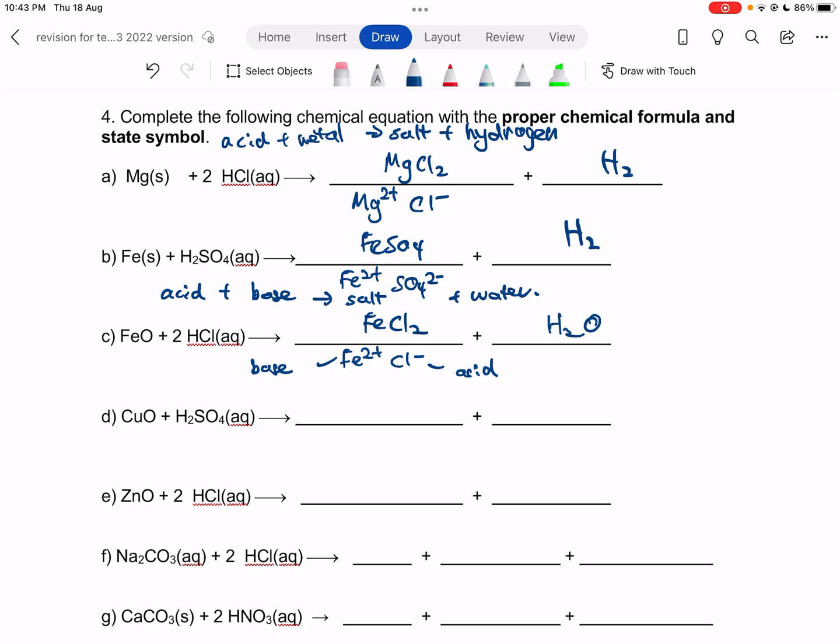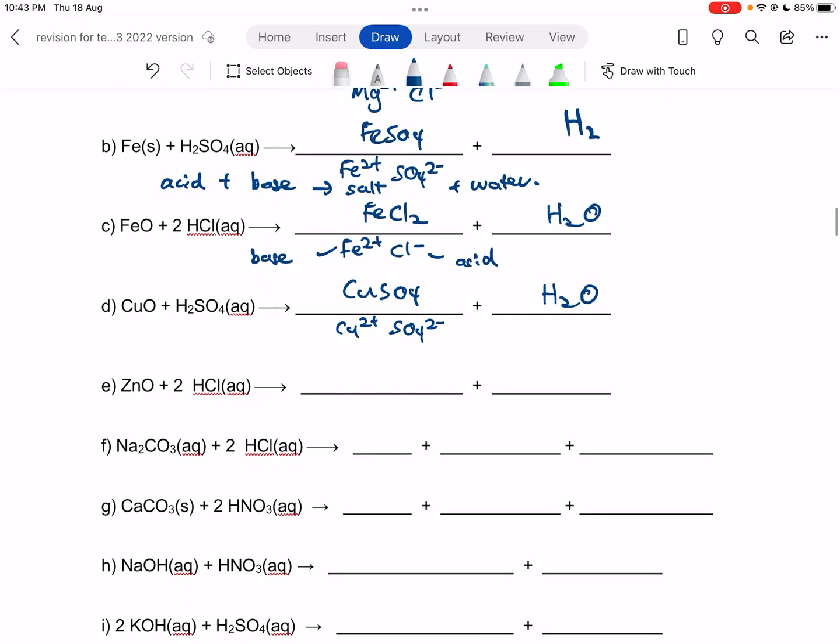Next one you have copper 2 oxide plus sulfuric acid. So this is Cu2 plus SO4 2 minus. Water is a product. So we have CuSO4. Since it's 2 plus 2 minus, it's the same charge. Moving on, I have Zn2 plus and Cl minus. So this one I get ZnCl2. Do a crisscross. Then you have H2O.